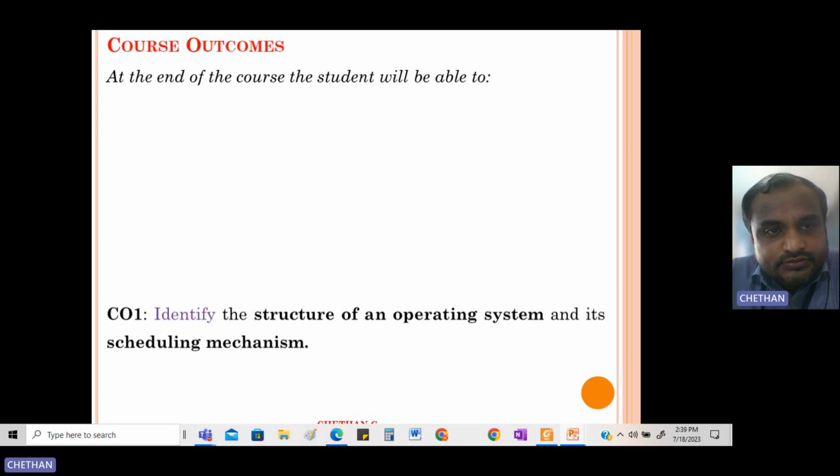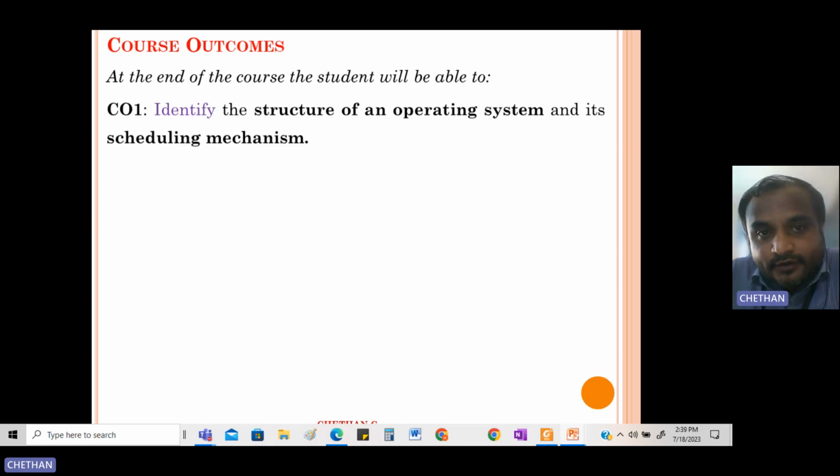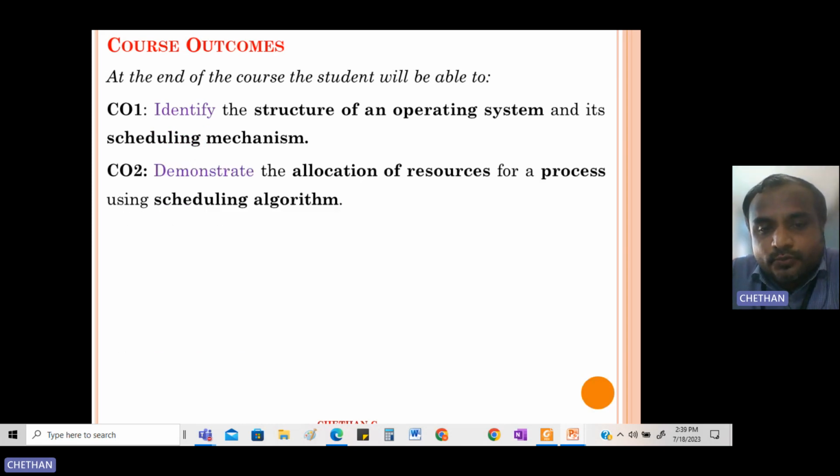That basically comes as course outcomes, the outcome of the course of operating system. The first course outcome is to identify the structure of an operating system and its scheduling mechanism. The second course outcome would be to demonstrate the allocation of resources for a process using the scheduling algorithms. I told you earlier that we are going to dwell into lots of different types of scheduling algorithms, and we are going to look into them from the problem-solving point of view also.